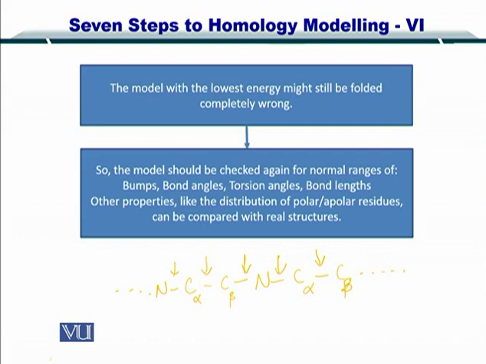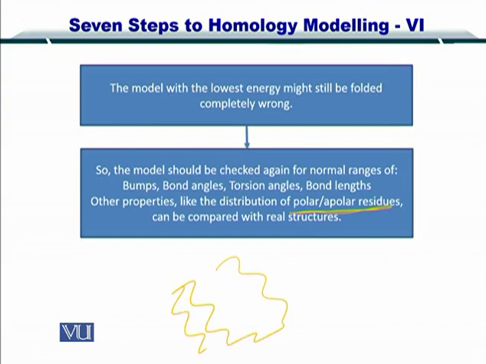And lastly, other properties such as the distribution of polar and non-polar residues should be normal. So in the structure, if you have a polar or a charged residue inside the protein structure, then your structure can have an unstable core and therefore may be an incorrect prediction.